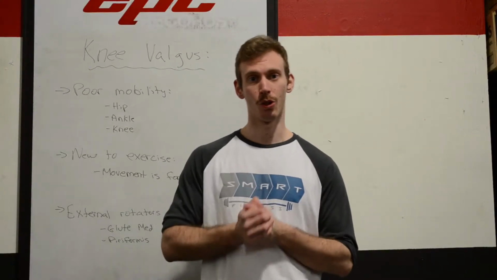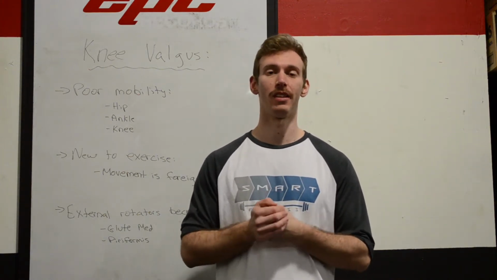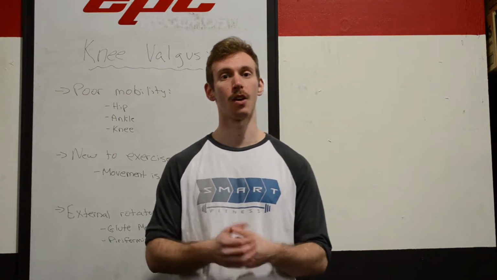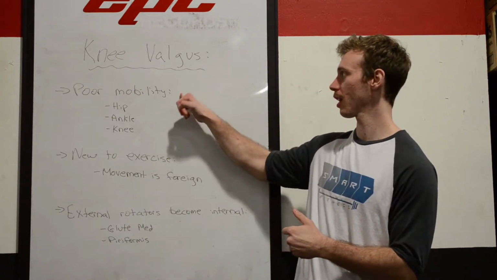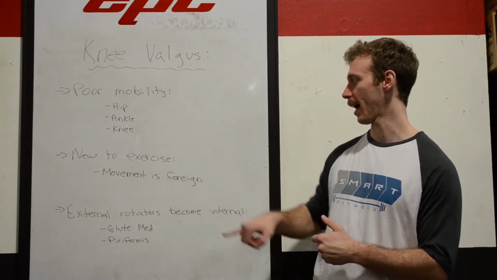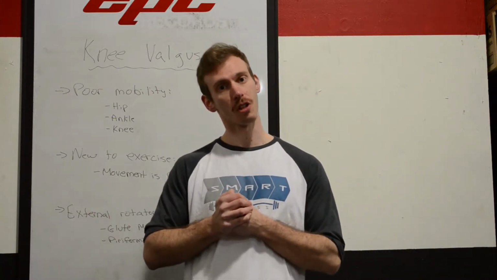So as I alluded to earlier in the introduction, we're going to be basically discussing knee valgus, or for those in the rehab-based setting, why your knee collapses. So we've got three common reasons as to why this occurs, and that's poor mobility, somebody being new to exercise, and external rotators becoming internal rotators. So let's get to it. Let's learn about knee valgus.